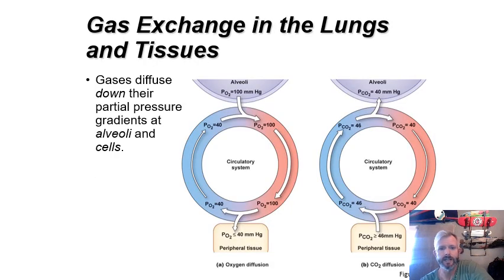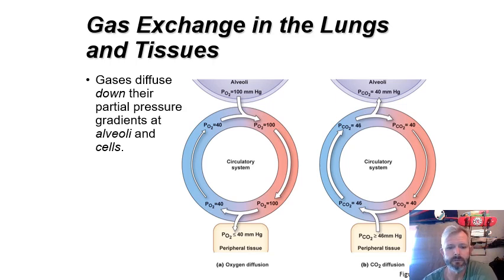All right, so let's look at the actual gas exchange. How are we getting diffusion of gases? Diffusion is going to rely on the difference in partial pressure. Where there's a difference in partial pressure, the gas is going to go from an area of higher partial pressure to an area of lower partial pressure.